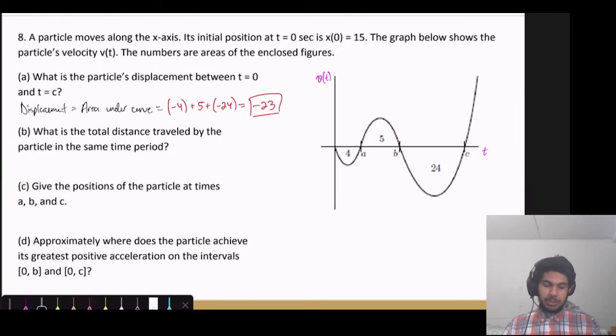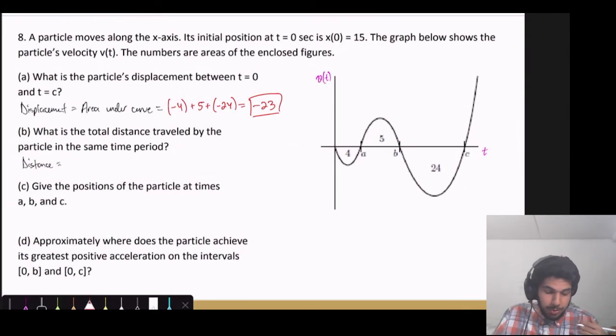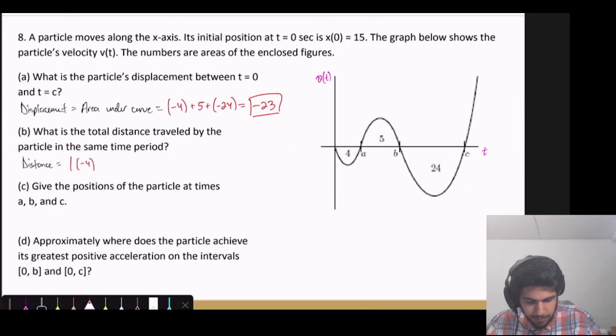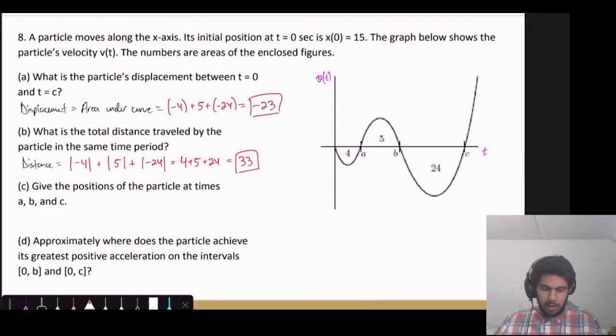Now we're asked, what is the total distance traveled by the particle in the same time period? So now we treat everything as positive. So distance is equal to, in fact, I'm going to write it with absolute value signs. So now it's the absolute value of negative 4, plus the absolute value of 5, plus the absolute value of negative 24. Treat everything as positive. That's equal to 4 plus 5 plus 24, which is equal to 33. So that's our distance.